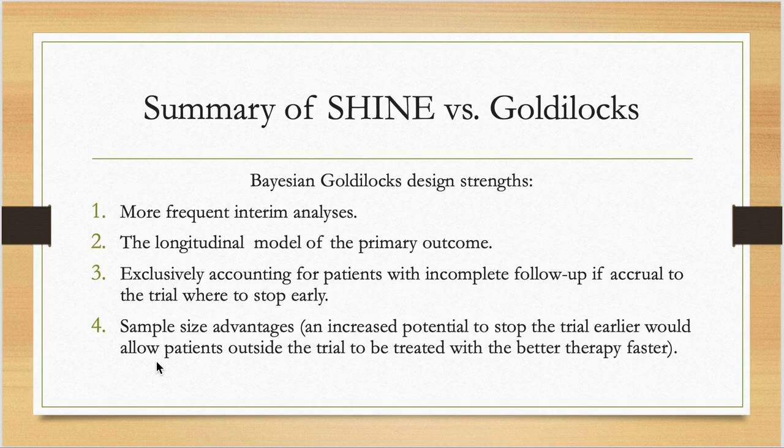So in a summary of SHINE versus Goldilocks, the Bayesian Goldilocks design strengths are: number one, more frequent interim analyses; number two, the longitudinal model of the primary outcome; number three, explicit accounting for patients with incomplete follow-up if accrual to the trial were to stop early; number four, sample size advantages, which is an increased potential to stop the trial earlier, which would allow patients outside the trial to be treated with the better therapy faster.